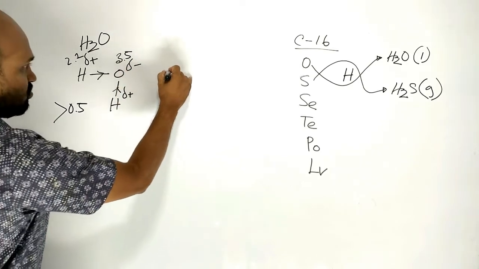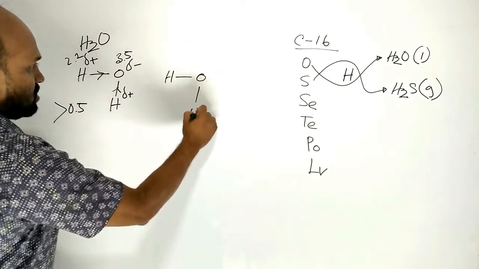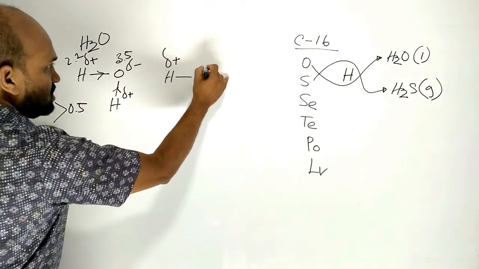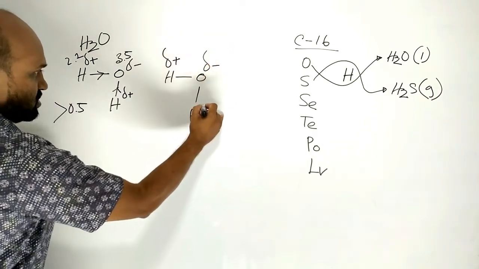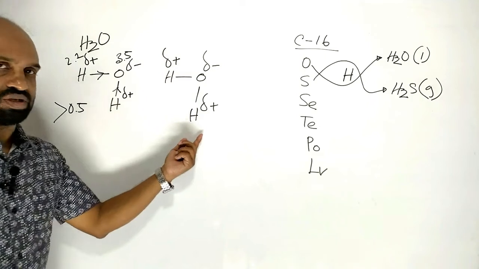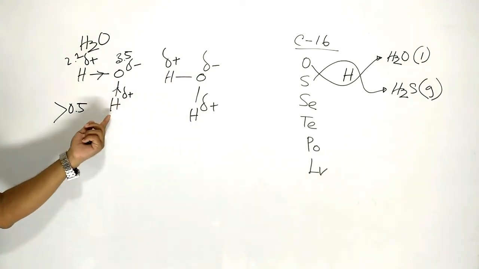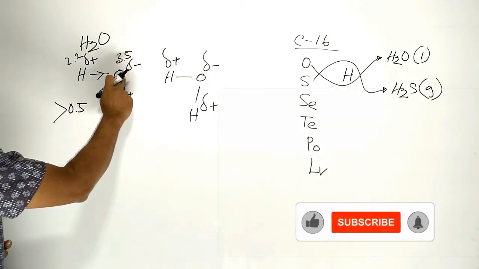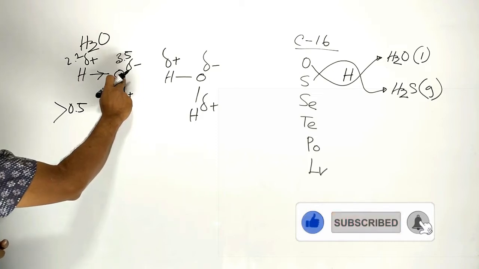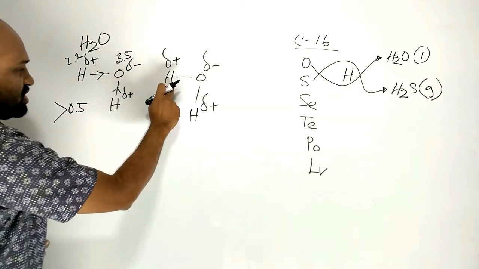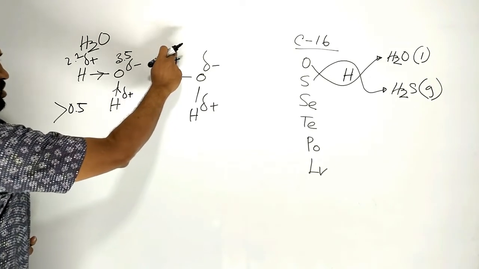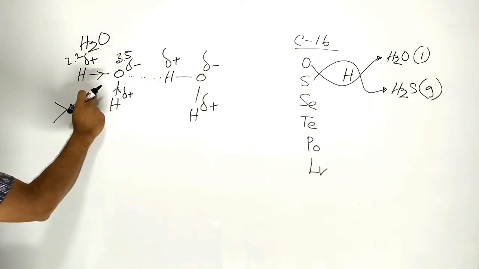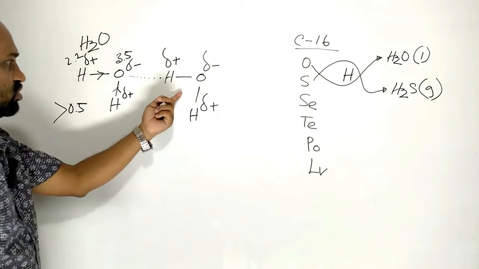Let's write another water molecule. In this molecule, this hydrogen gets partially positive in charge, this oxygen gets partially negative in charge, it gets partially positive in charge. So these molecules are polar molecules. Now between these two molecules, oxygen here is partially negative in charge, here hydrogen is partially positive in charge. So attraction force is created between oxygen of this molecule and hydrogen of another molecule.